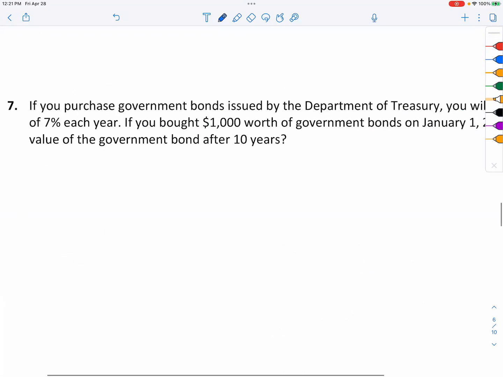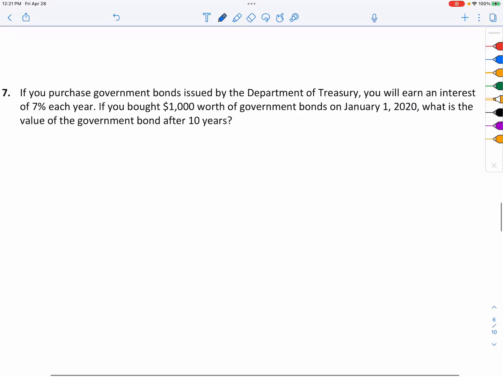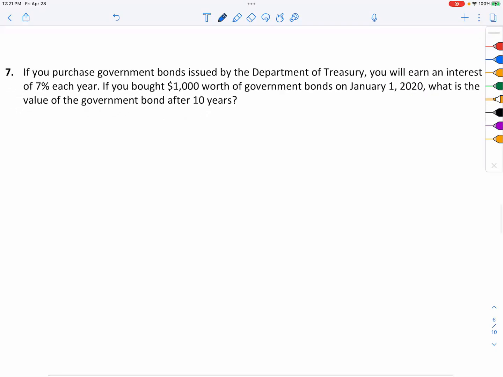So first, let's take a look at number 7. It says if you purchase government bonds issued by the Department of Treasury, you will earn an interest of 7% each year. If you bought $1,000 worth of government bonds on January 1st, 2020, what is the value of the government bond after 10 years?